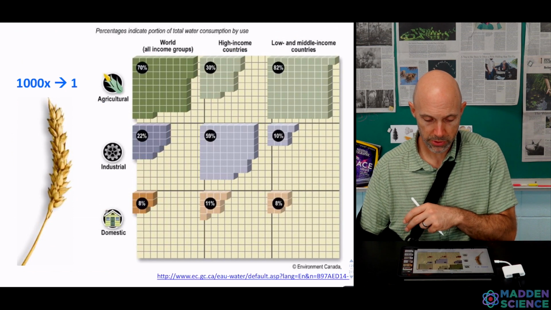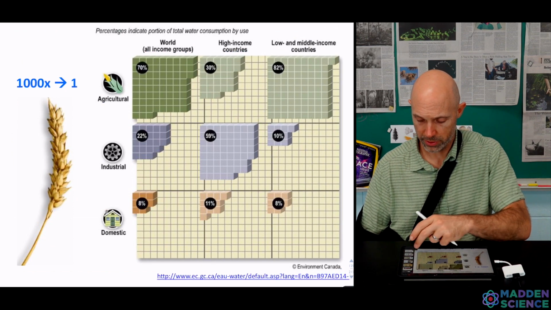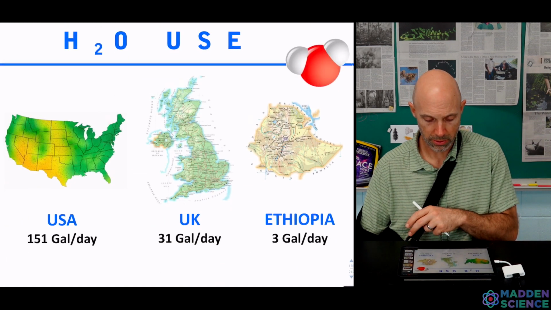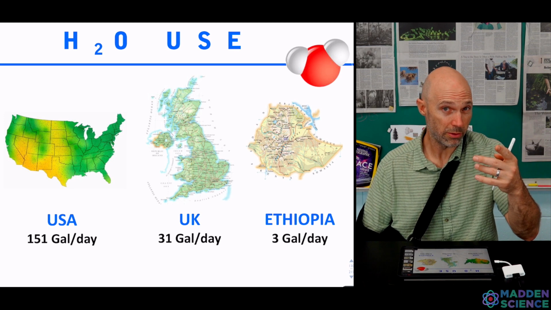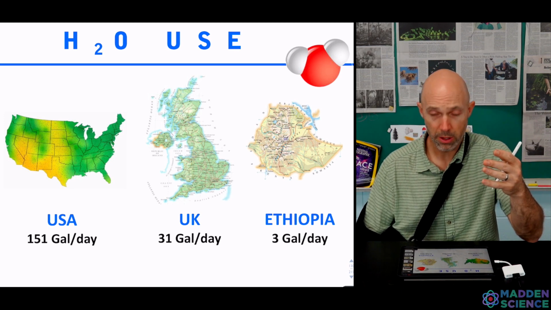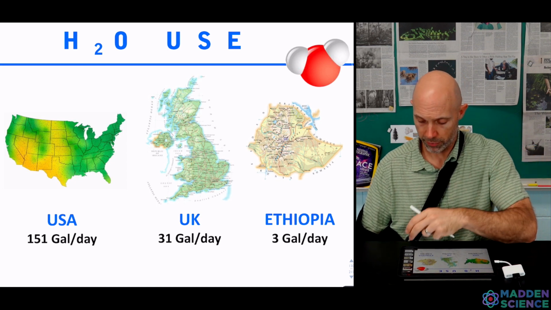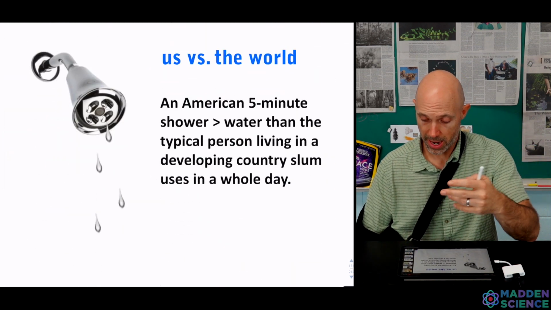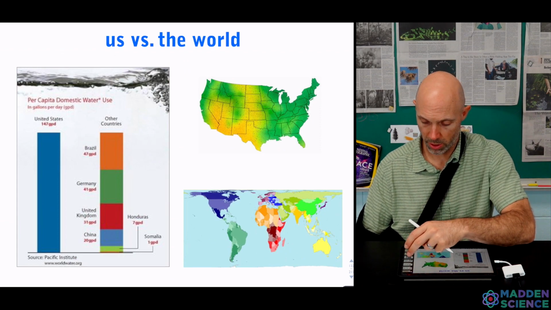In terms of water use, just quickly, this will come up more later in the year, but I want to throw it in just for some figures. Water use in the US versus UK versus Ethiopia, pretty stark. We could even do our water footprint that would then relate to earlier when we did our ecological footprint. Here it is for showers. We got US versus the world.